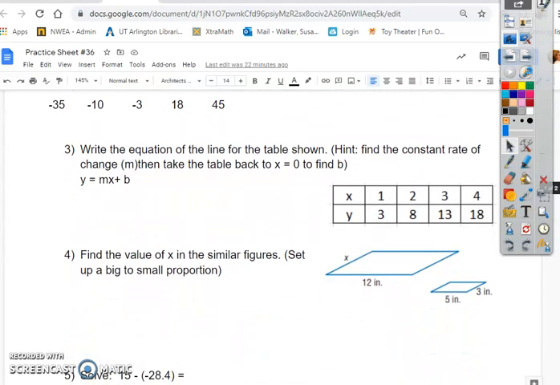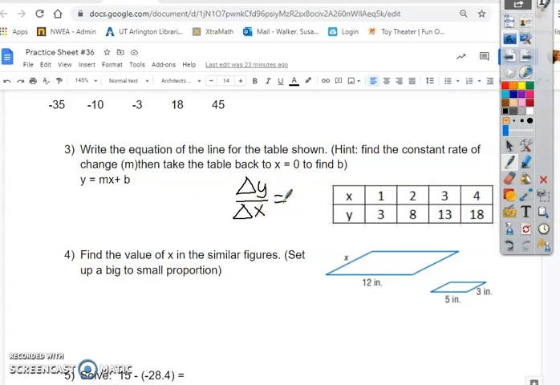Number 3, we haven't done this in a while. This says, write the equation of the line for the table shown. Hint: find the constant rate of change, and then take the table back to x equals 0 in order to find b. Do you remember constant rate of change is delta y over delta x? I realized we haven't done this in a while. I was kind of surprised looking back. It's been quite a few weeks.